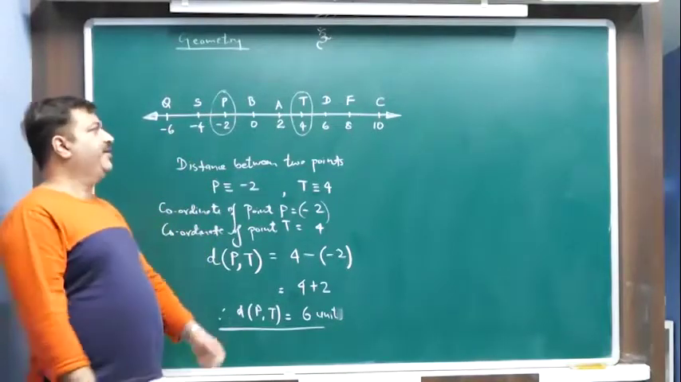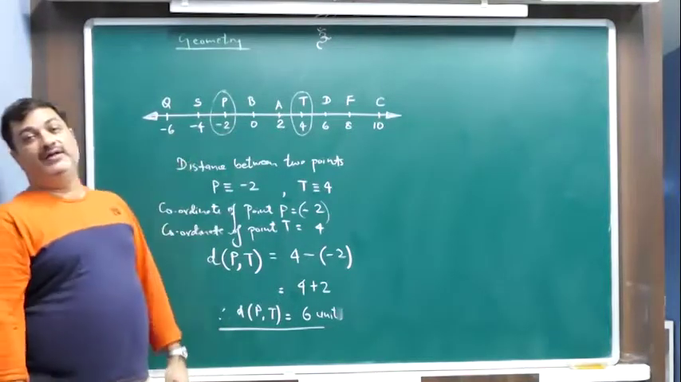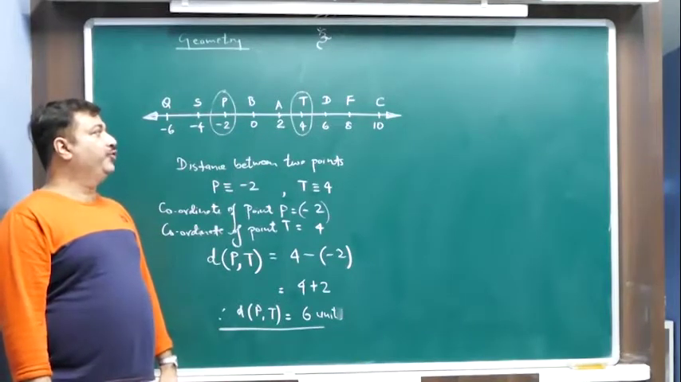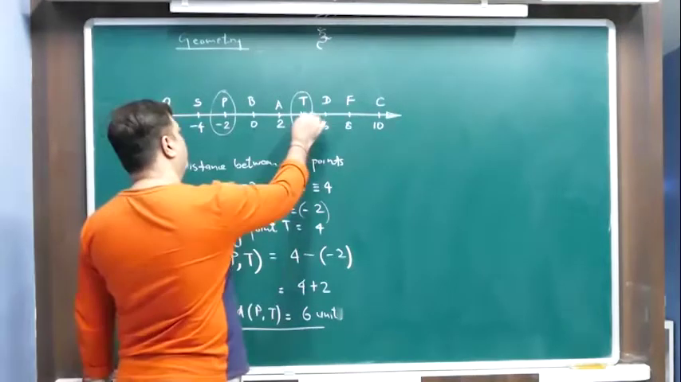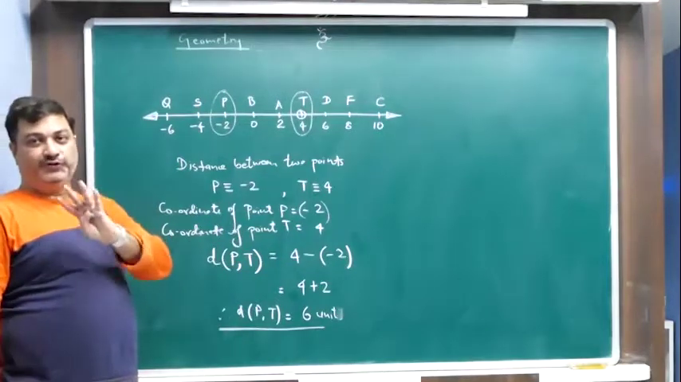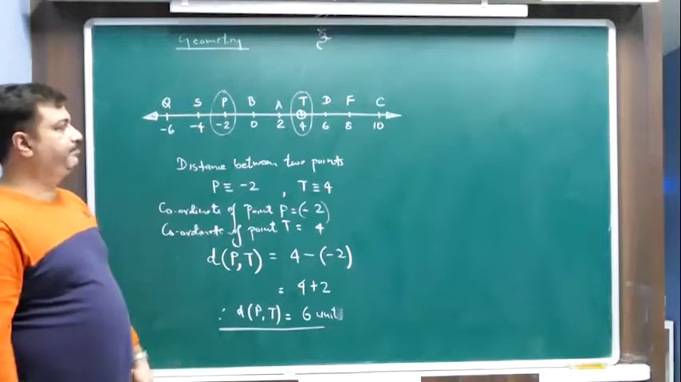Alright? So sometimes I can ask you a question. So I am asking you a question. Tell me which point is at a distance of 4 unit from point T. I want the point which is at a distance of 4 units from point T. What will be your answer?